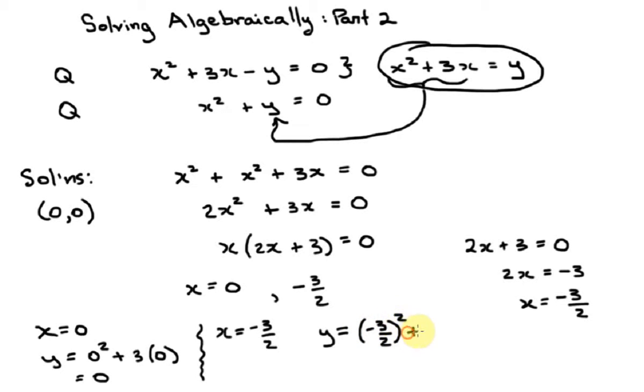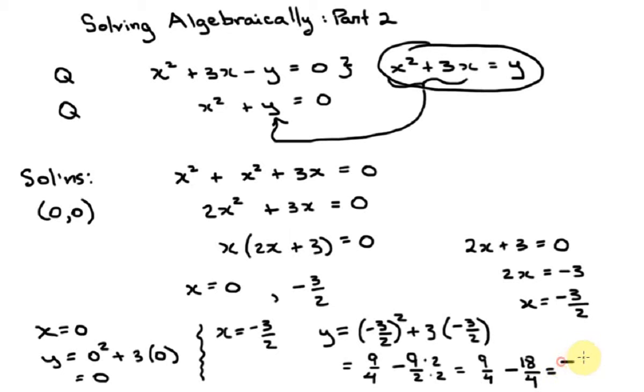Okay, and then plus 3 times negative 3 halves. Okay, so that's going to be 9/4. And then this would be minus 9 halves. Okay, and I've got to build a common denominator, so I'm going to multiply the top and bottom of this fraction by 2. And that looks like it's going to be 9/4 minus 18/4, and that would give me negative 9/4. So that's my corresponding y value.